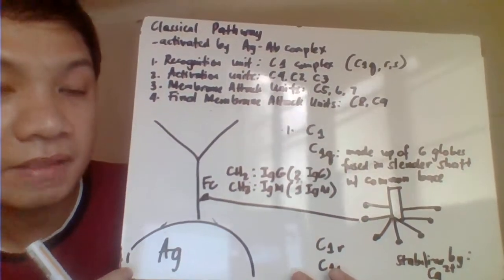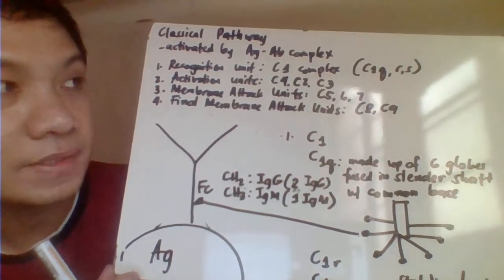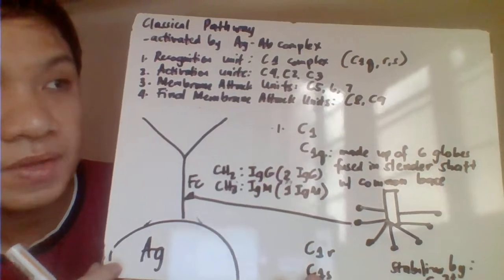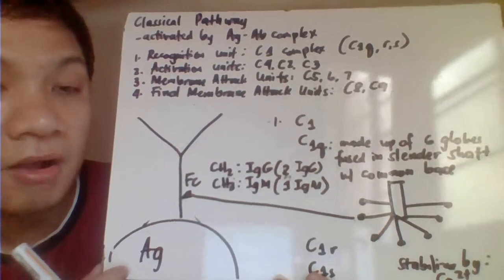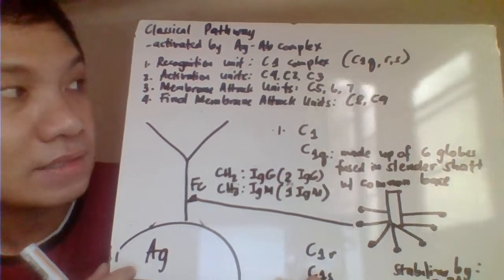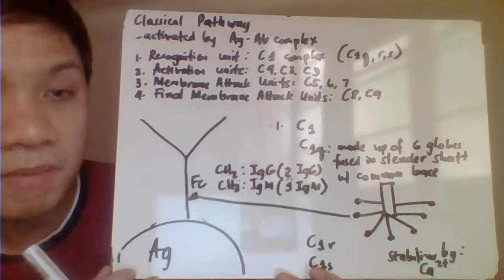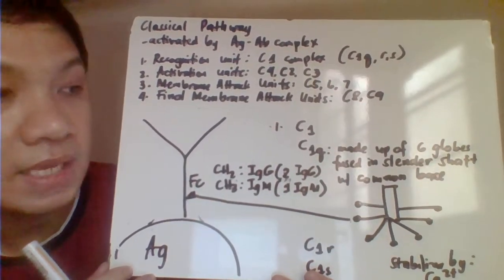Followed here by the activation unit, which includes your C4, C2, and also your C3. And then we have the first members of our membrane attack complex, C5, C6, and C7. And finally, we have the final membrane attack complex made up of your C8 and C9.